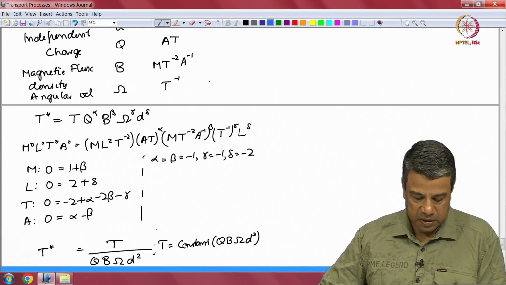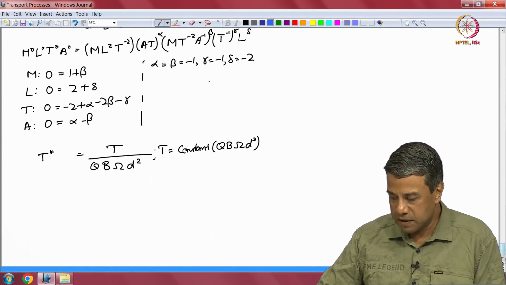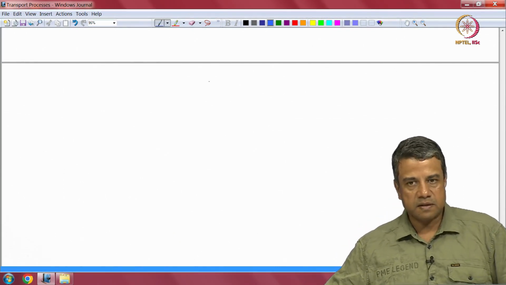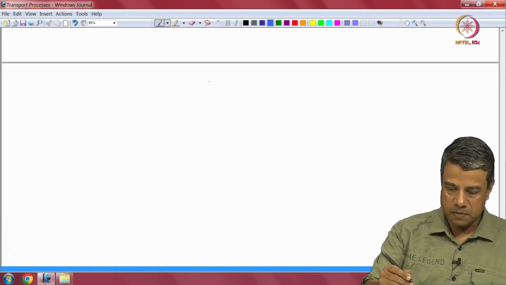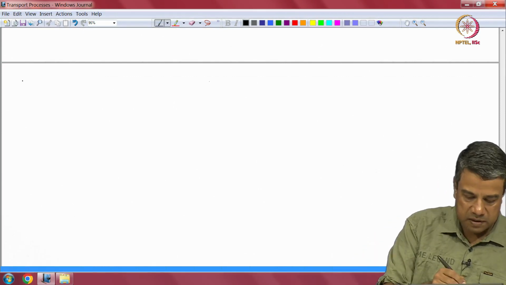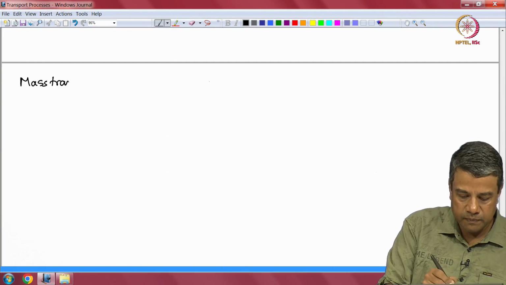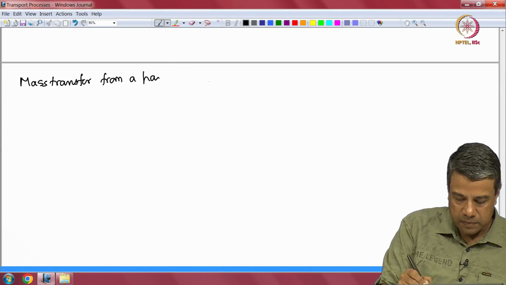So, now we will go on to calculating quantities of interest in transport phenomena, the use of dimensional analysis for deriving dimensionless groups for quantities of interest in transport phenomena. The first example we will take is mass transfer from a particle.